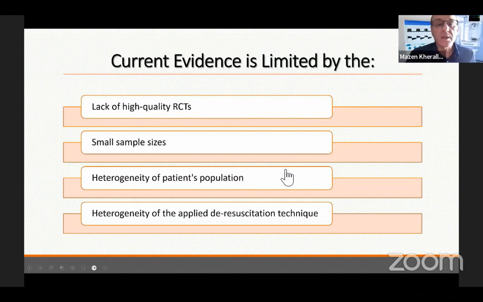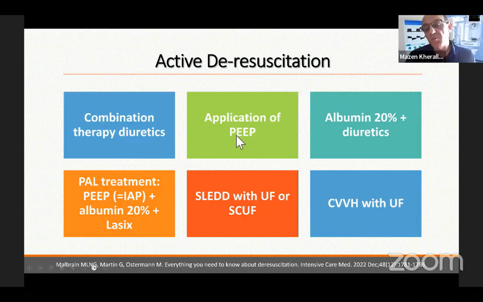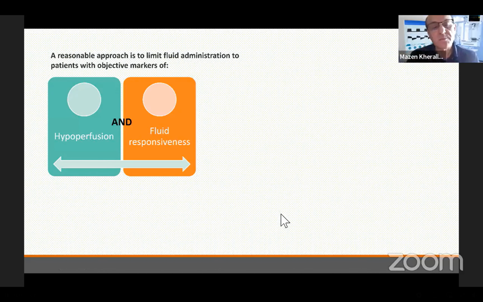So it is clear that the current evidence is limited by the lack of high quality RCTs, small sample sizes, heterogeneity of the patient population, and even heterogeneity of the applied resuscitation technique. There could be a combination of diuretics, application of PEEP, giving albumin 20% followed by diuretics, doing the PAL treatment, which is PEEP equal to intra-abdominal pressure, plus albumin 20% plus or followed by Lasix, or doing renal replacement therapy with ultrafiltration. I want to summarize what I do with this background. With this inconclusive evidence, I think it's very difficult to be guided by the literature.